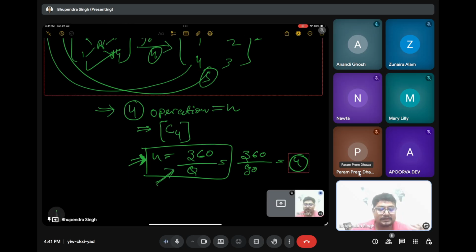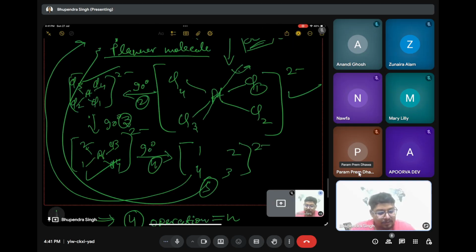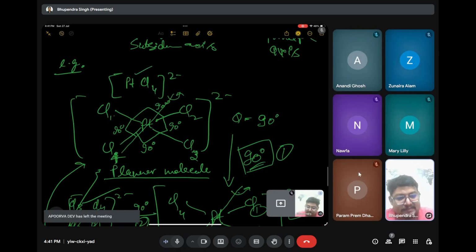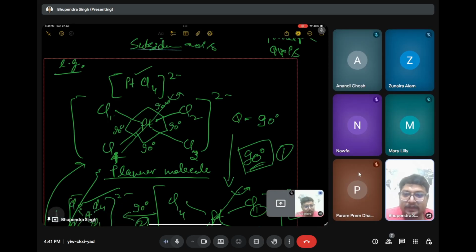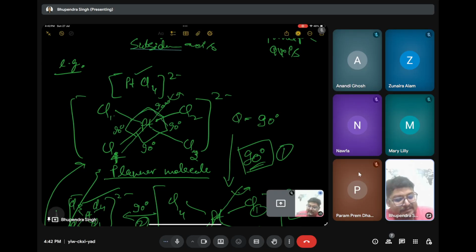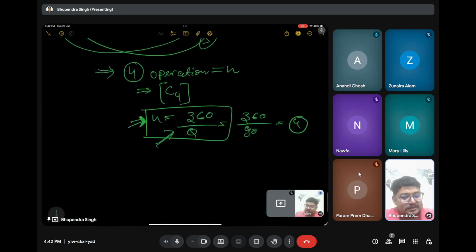Just by looking at the molecule, this is PtCl4. I know this is a planar molecule. As soon as you realize that this is a planar molecule with 4 Cl, that means a 90 degree rotation, that means 360 divided by 90, which is 4. So your axis of symmetry will be C4.